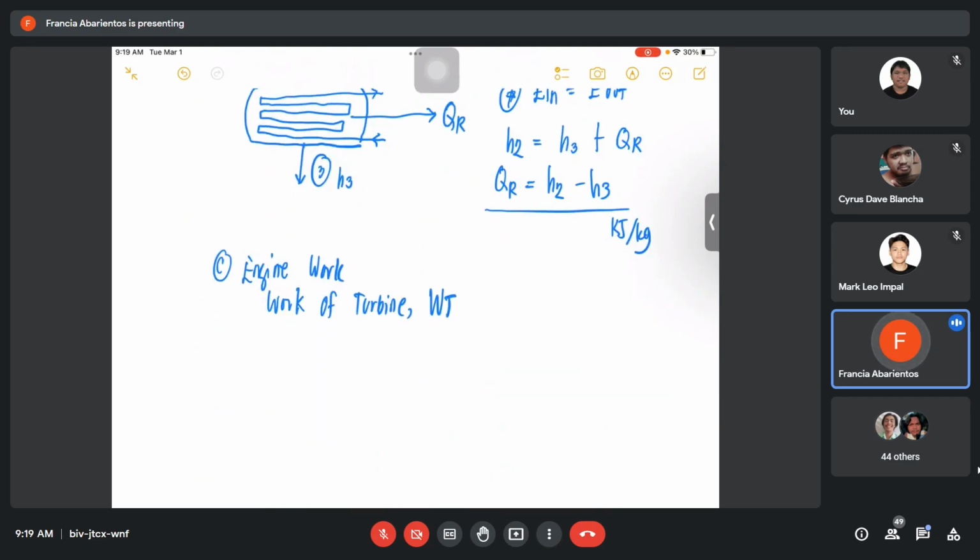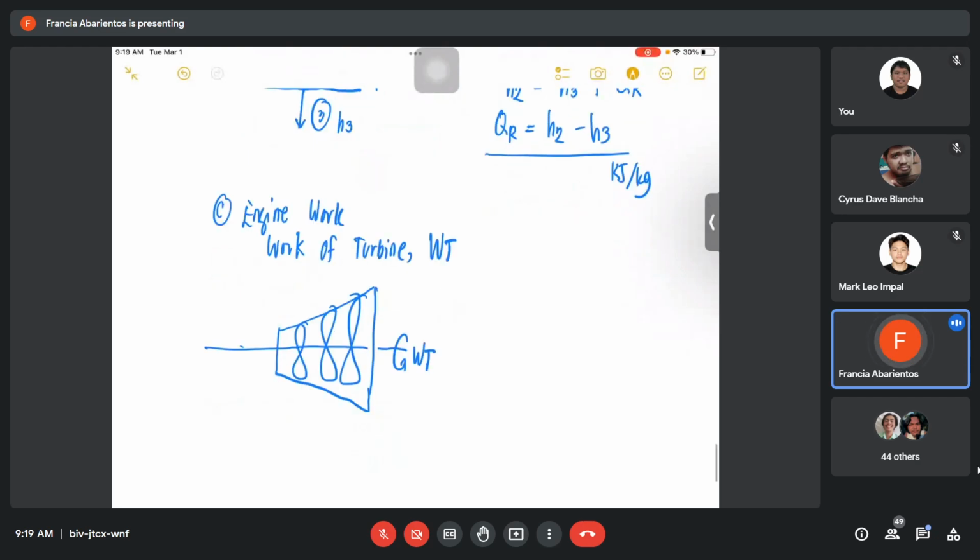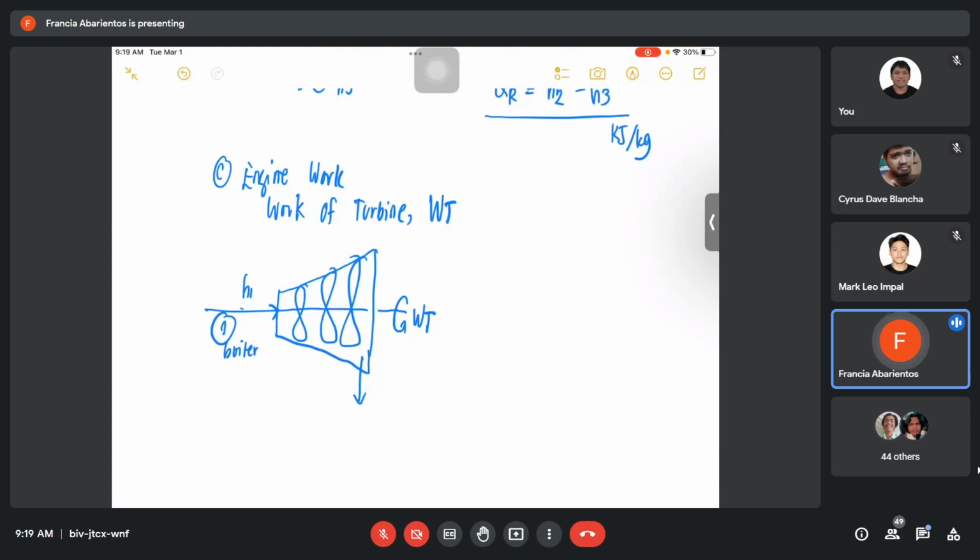Ano yung gagawin natin? Yan, i-draw mo ulit, class, yung components para makita mo kung paano siya gumagana. Ayan. So, entering, leaving, may work ng turbina. We have here H1 from the boiler. Leaving now is papuntang condenser, point 2, H2. Okay.